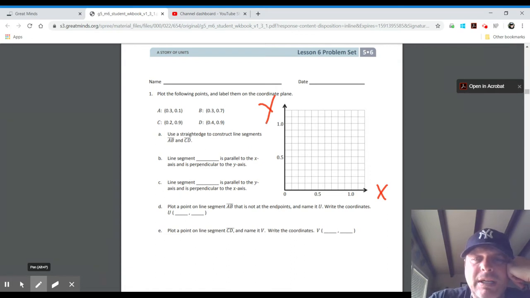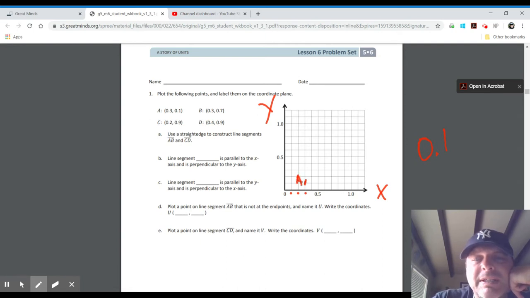First, I'm looking at these, and each block is worth 0.1. So the first one is 0.3. So we got 0.1, 0.2, and 0.3. That's what we want, and it's going to go up to 0.1, and that's the first spot, and that is going to be letter A right there. So I'm going to write A next to it.